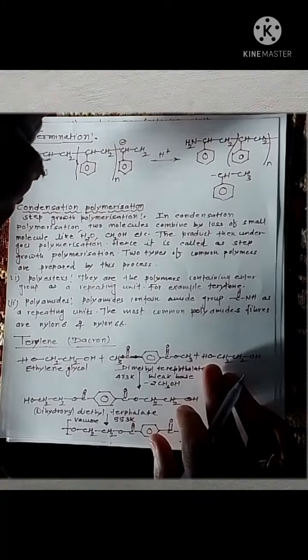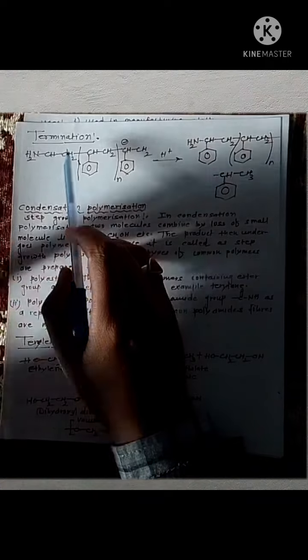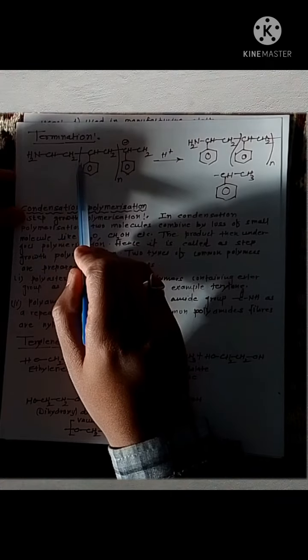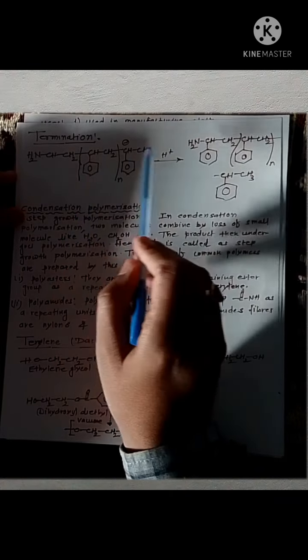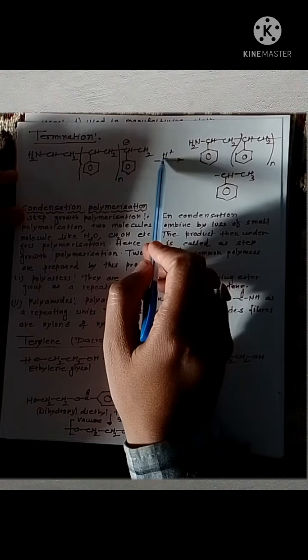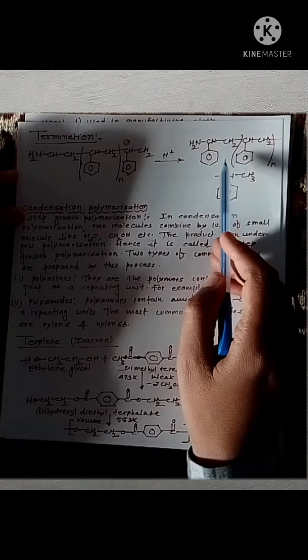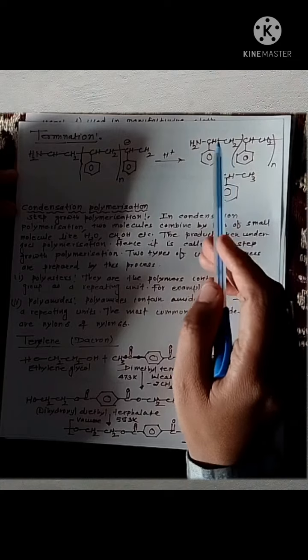Termination: how does termination occur in anionic polymerization? In the termination step, a protonic solvent or a protonic acid is added, which neutralizes the negative charge on the carbanion, and you get the polymerized product.